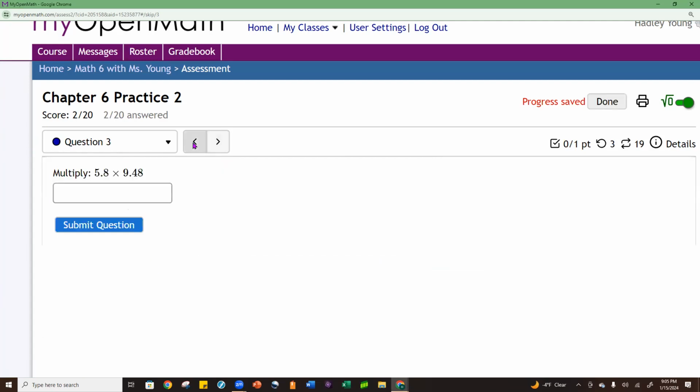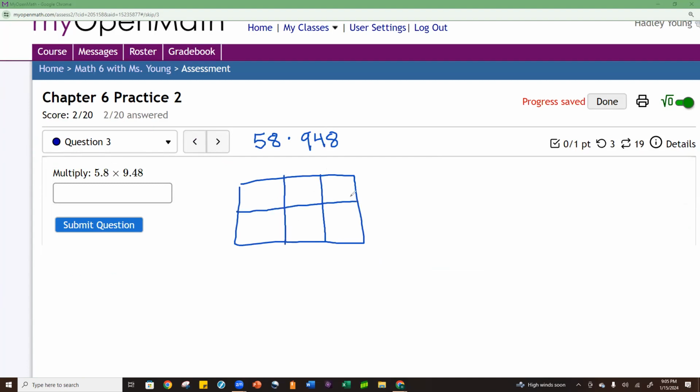And this one is the last decimal number multiplying. So we're going to do 5.8 or 5 and 8 tenths times 9 and 48 hundredths. So I need my drawing tool. Again, we multiply with no decimals. Just ignore the decimals. Draw a generic rectangle. This time we need a 3 by 2 because this number has 2 digits. And this number, the second number, has 3 digits.